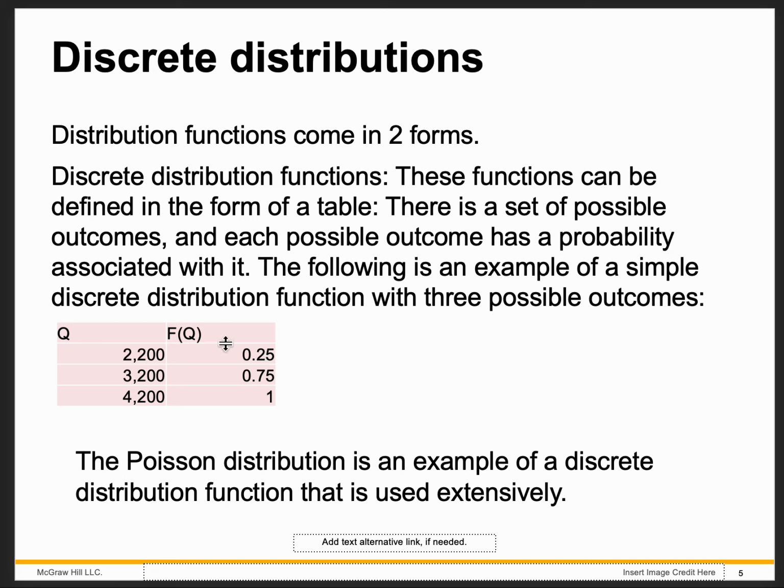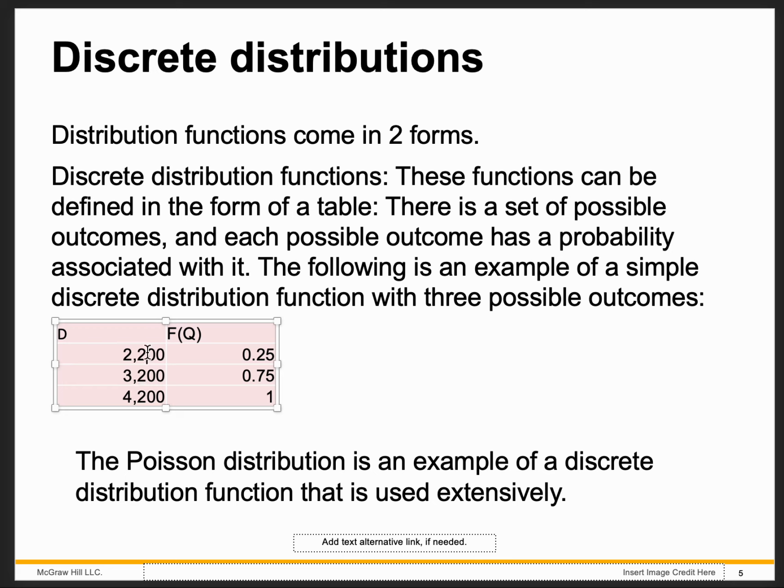And that is exactly what a discrete distribution function is. In a discrete distribution, the random variable takes specific values. So in this case, if this random variable D can take values 2200, 3200, and 4200, it means that demand can only be 2200, 3200, or 4200. That's it. Demand cannot be 1000, it cannot be 2700, it cannot be 2750, right? It cannot be any number other than just these three numbers.